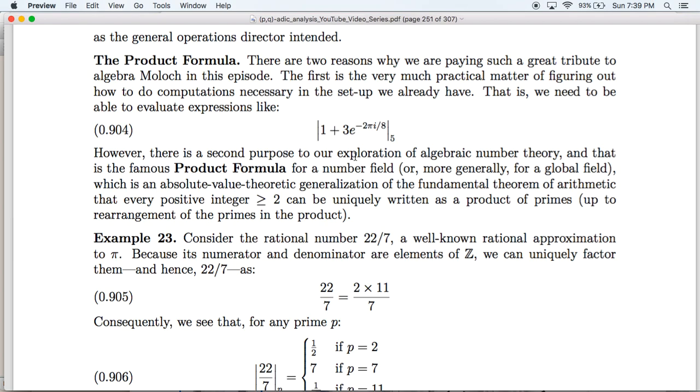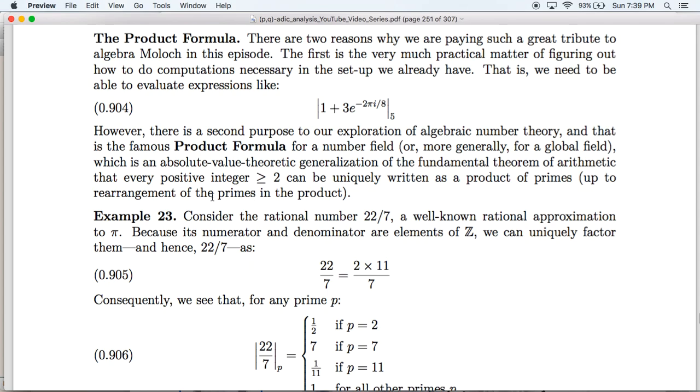So, as I said, there are 2 reasons why paying such great tribute to algebraic numbers in this episode is necessary. As we said, the first is the very practical matter of computing expressions like this, but the second is the famous product formula, which is really just an absolute value theoretic generalization of the fundamental theorem of arithmetic that every positive integer greater than or equal to 2 can be uniquely written as a product of primes up to a rearrangement of the primes in the product. Actually, no plus or minus 1 because it's positive.